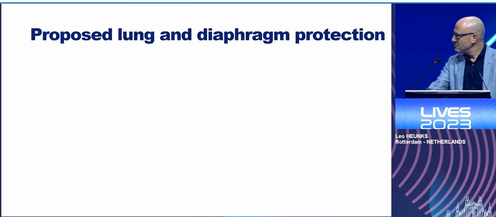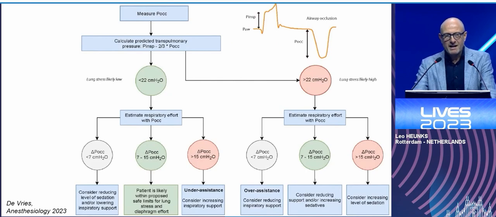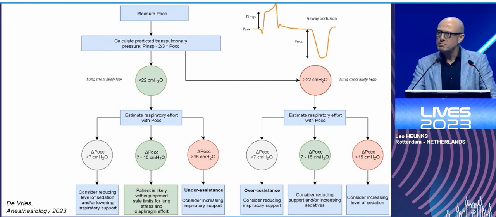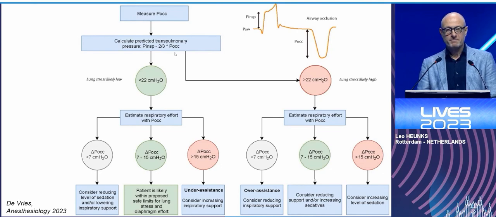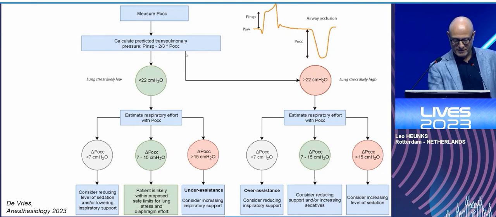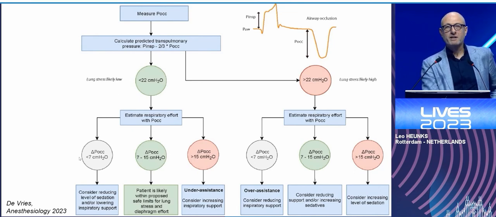So now I was asked to make a kind of algorithm on how to set the ventilator to protect the lung and the diaphragm. It's quite complex, but I'll try to get you through. Key here is to measure P-OC. And really, it's simple. You can do it on every ventilator. So you start to measure P-OC and calculate the transpulmonary driving pressure. So that's your inspiratory support plus 0.66 times P-OC. We first want to be sure it's lung protective. If this transpulmonary driving pressure is below 22, we're looking at diaphragm effort.